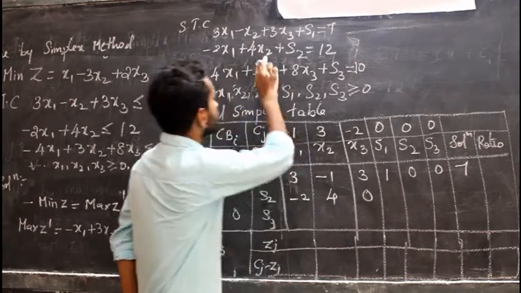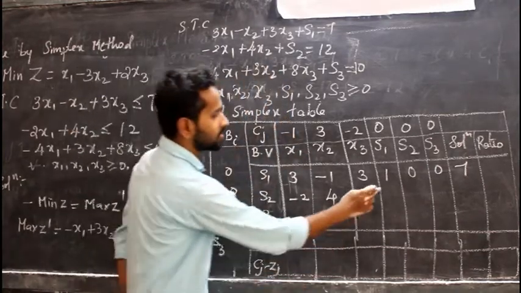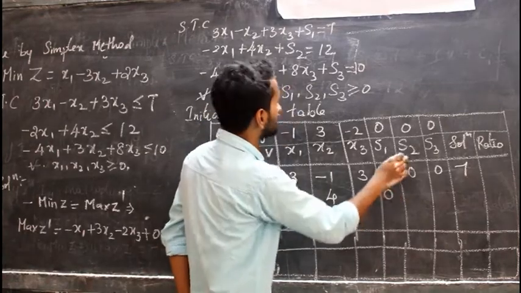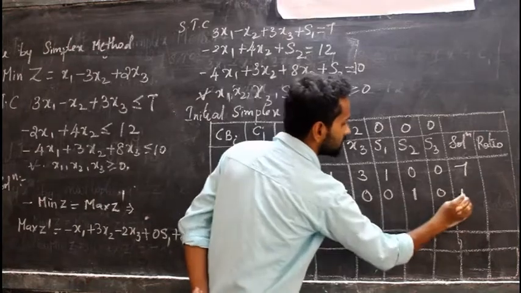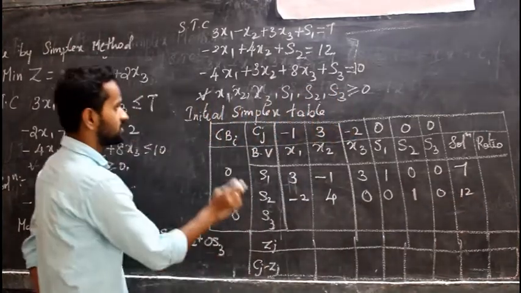No x3 in the constraint, so this becomes 0. And no s1, that becomes 0. S2 is available, that becomes 1. S3 is not available, 0. Solution is 12. Now, S3 I consider.